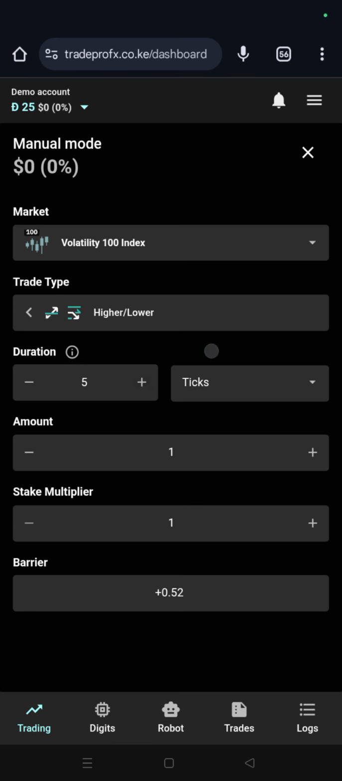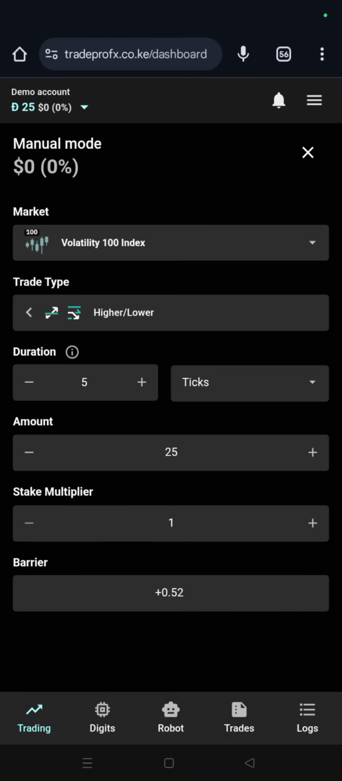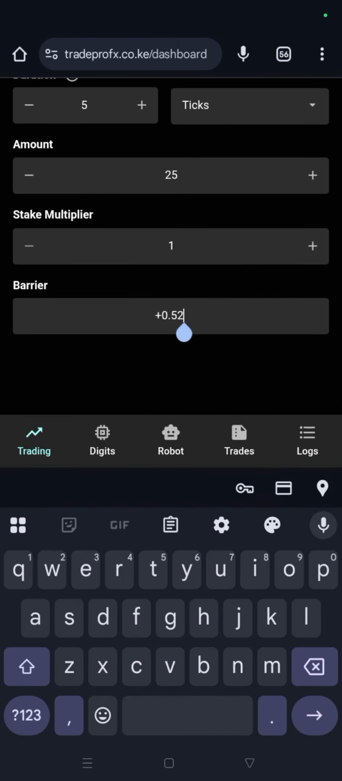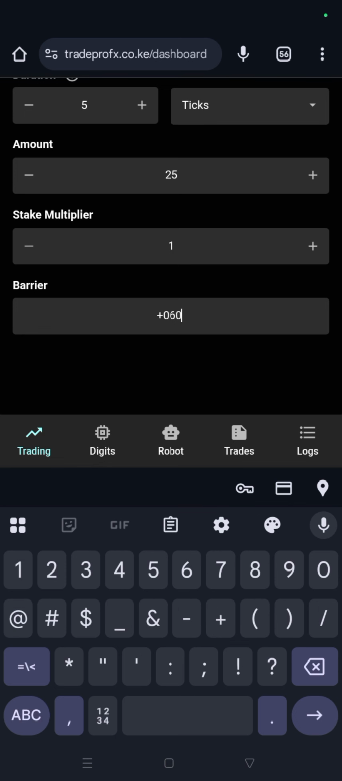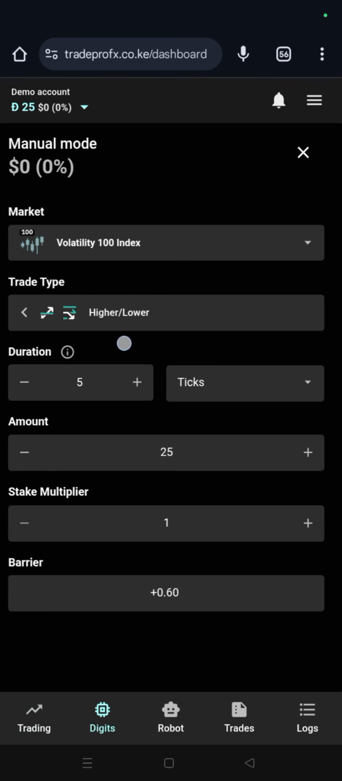It must be 5 ticks, and then the amount you can put anything, but I'll be using the whole capital to target 100 USD. I usually tell you the small gains normally matter. For the barrier, if you want to be on the best part, I'll use a barrier of 0.60, so that I can scoop my profits easily and get out of the market. This is for beginner traders, so it's very easy to trade using this concept. So barrier, stake, and you have already put the trade type as higher lower.